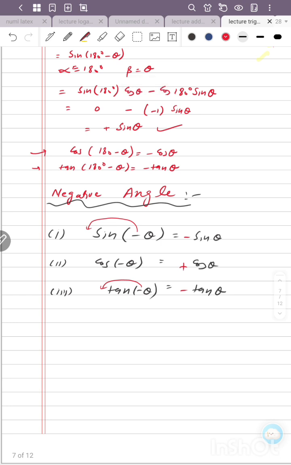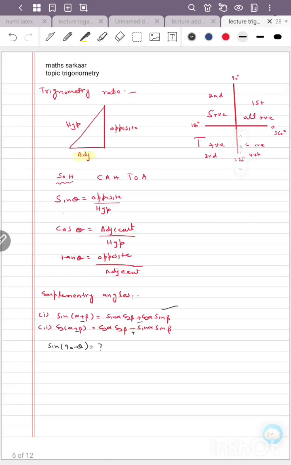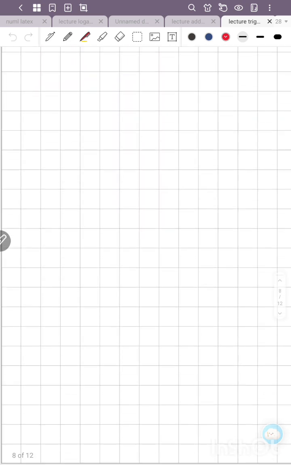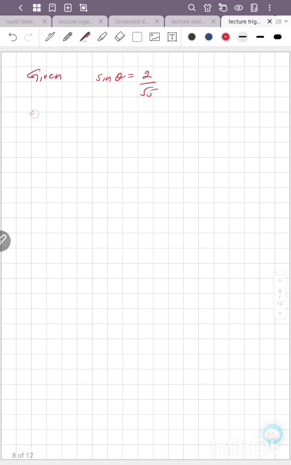Okay, dear friends, next we have a question. The question is, you have to find the value of sine square theta.